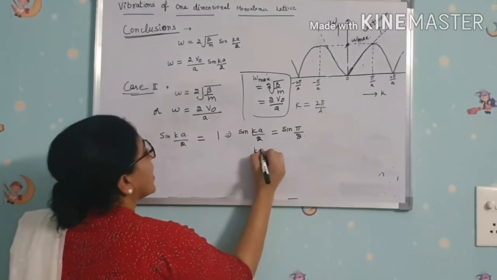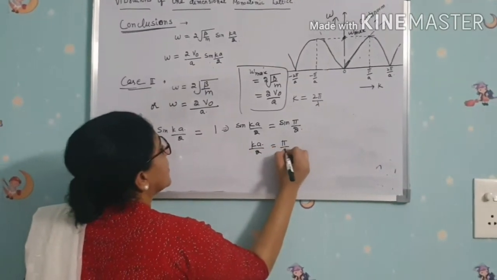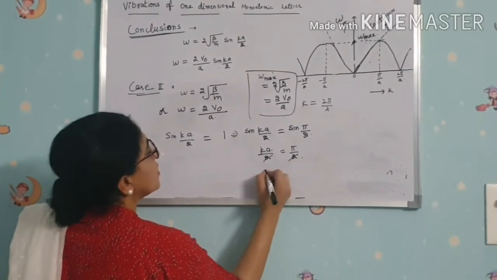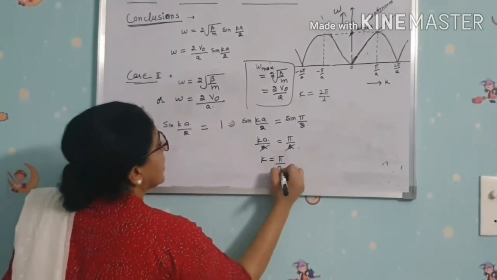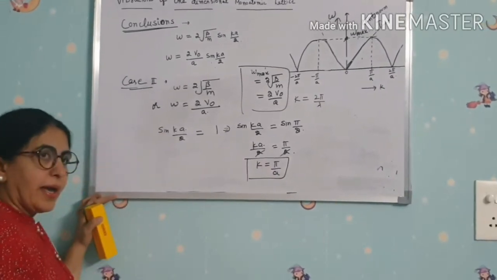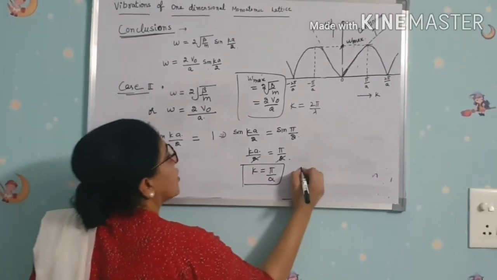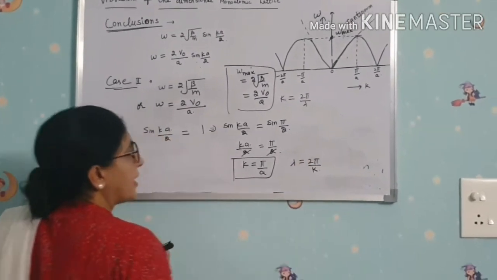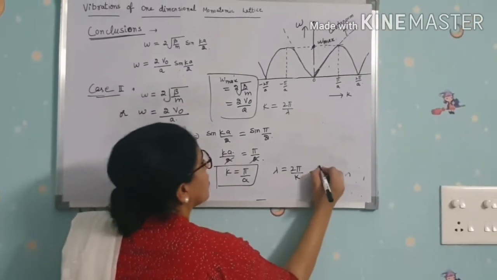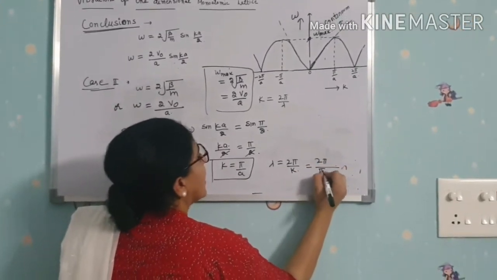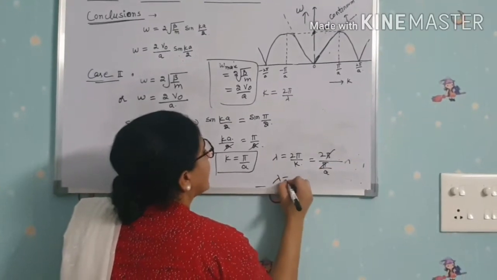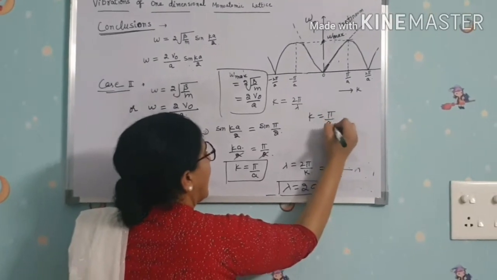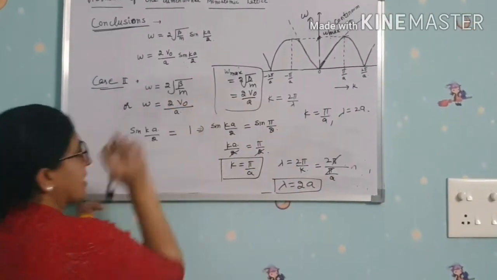Okay? And k by 2 is equal to pi by 2. Clear? Or we can say that 2 goes with 2, k is equal to pi by a. Or lambda: we know that lambda is 2 pi by k, or k is 2 pi by lambda. When k is pi by a, put here 2 pi by k. Pi by a. Pi goes with pi, so lambda is equal to 2a. Means k is equal to pi by a and lambda is equal to 2a in this case.